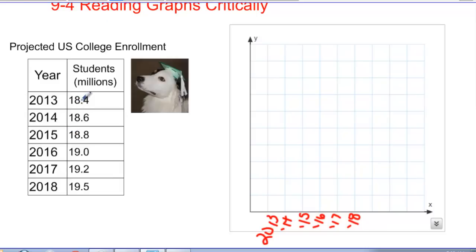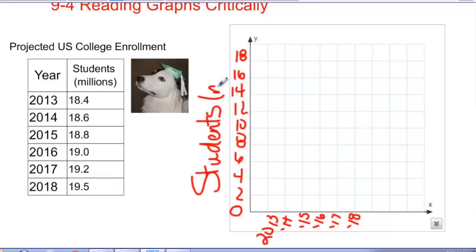And you can see that I'm counting by millions here. So I could start at 0 and maybe count, let's see, I need to get up to 20 because 19.5 is pretty close to 20, so I could count by 2. That would get me up to 20 right at the top. And I would need to make sure to label that so that people knew what I was counting. So this is students and it's in millions. And down here it's pretty obviously the year, but I could write year.